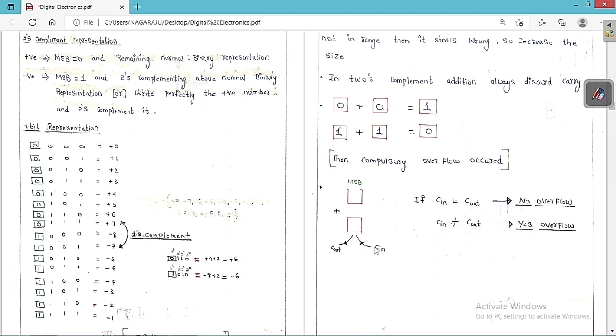Suppose if C is not equal to C out, it means some error has occurred. So definitely overflow has occurred. Therefore we are going to get results like this: by adding two positive numbers you get a negative number, and by adding two negative numbers you get a positive number. So this is the concept behind this.